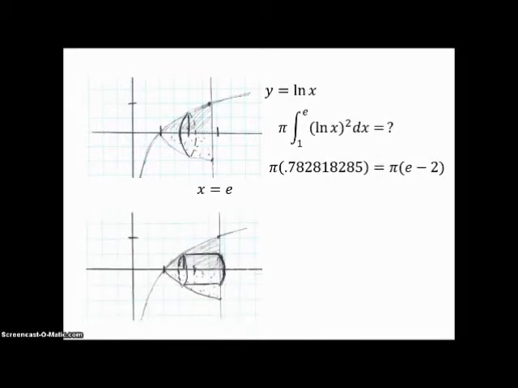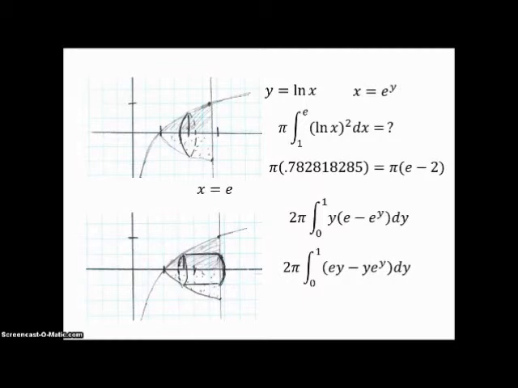So here we have a typical shell. The radius is y, and the height is the difference between the line where x equals e and the x value on the curve. And we're going to need an integral in terms of y. So solving for x above, we know that on the curve x equals e to the y. Okay? So our integral is 2 pi r h, where r is y and h is e minus e to the y. And this time we're going along the y-axis, and so the original area extends from 0 to 1 along the y-axis.